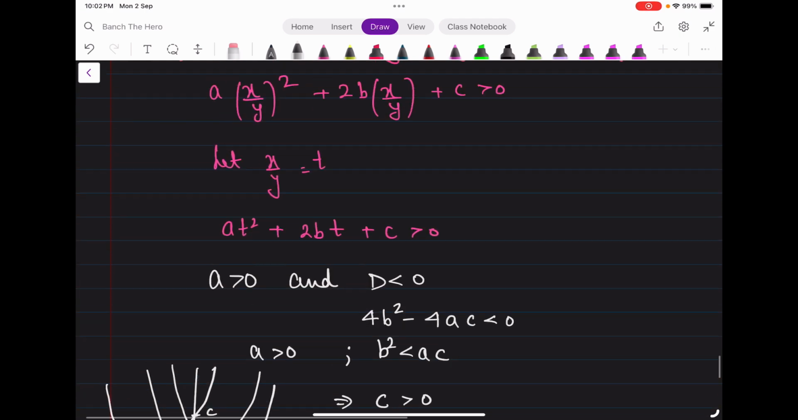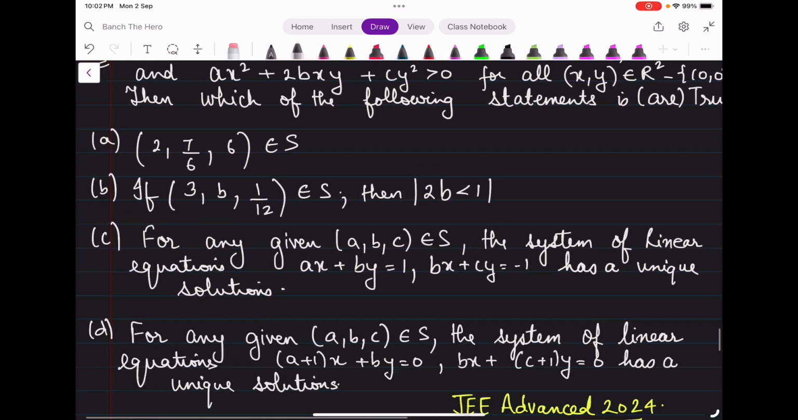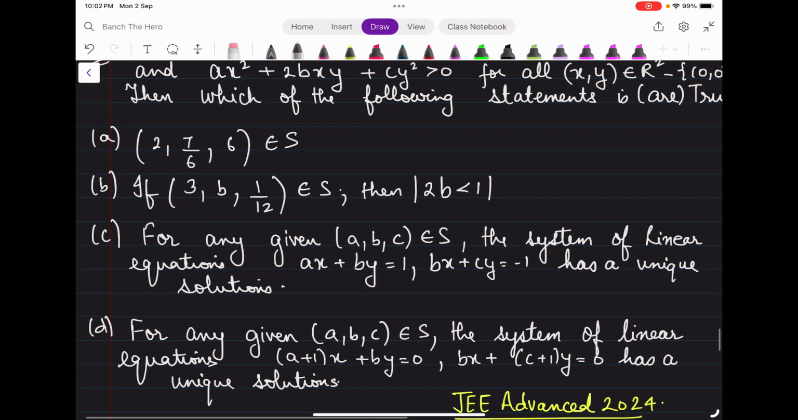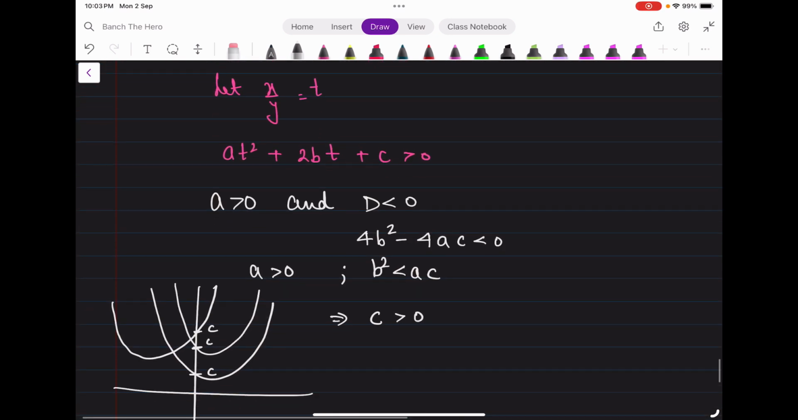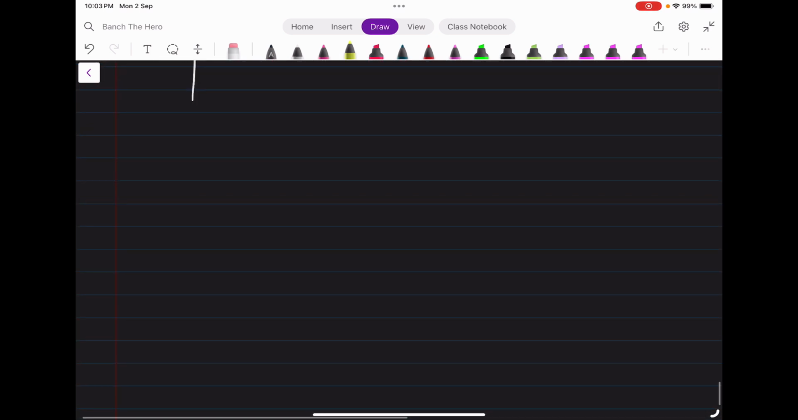With the help of these options, let us see now which options are correct. Anyhow, c is positive in all of these. So in case c was negative, we would have ignored that option. But anyhow, let's see the first option: (2, 7/2, 6), does it belong to set S? Let us verify this.